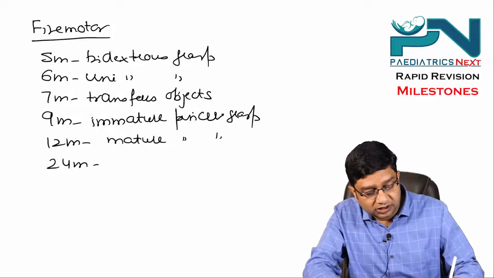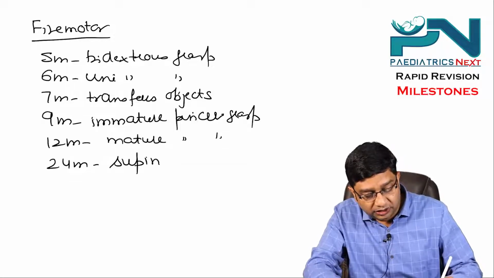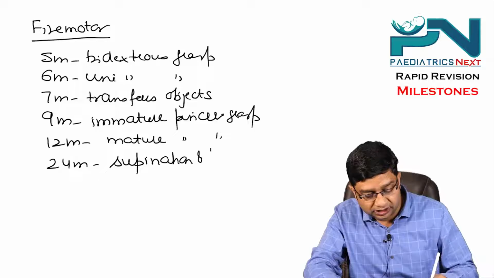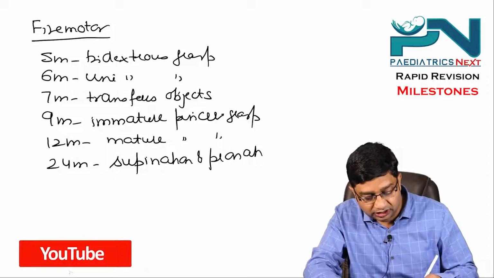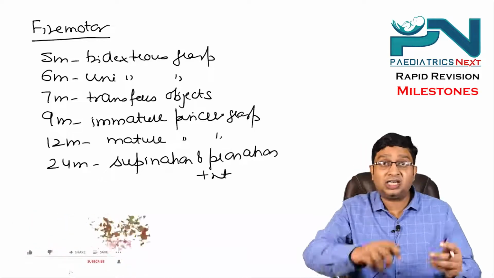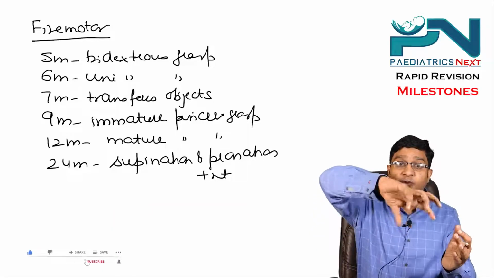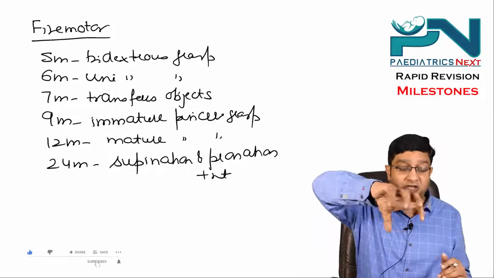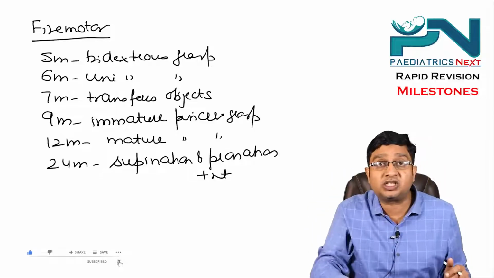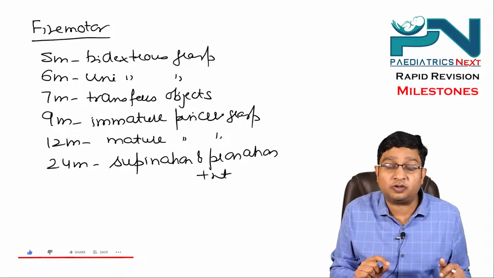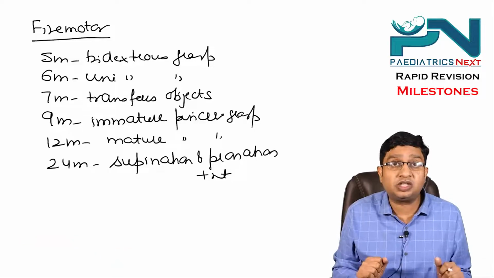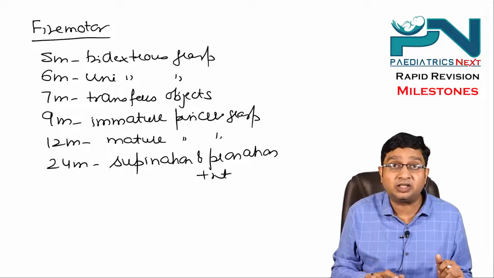And at 24 months, we say supination and pronation are present. The child can open a lock, open the door, unscrew anything, open the lid of a jar. All of this is basically supination and pronation. That is at the age of 24 months, right? So this is how you remember the fine motor milestones.